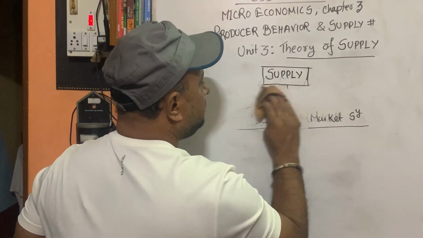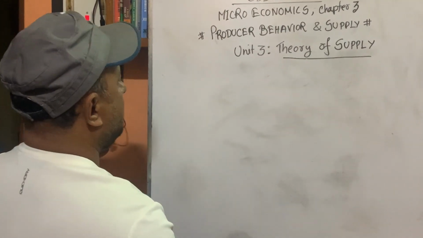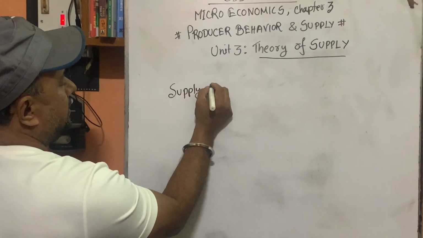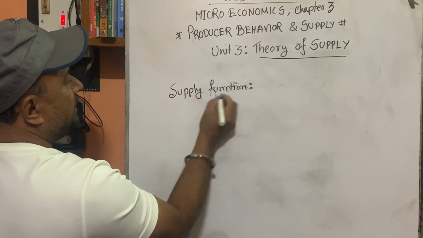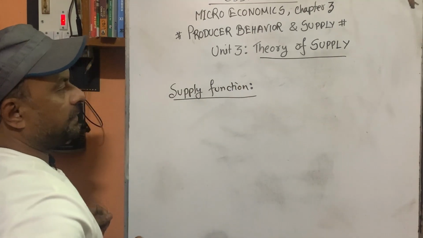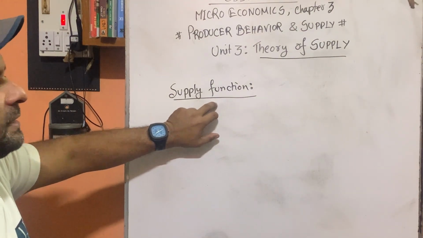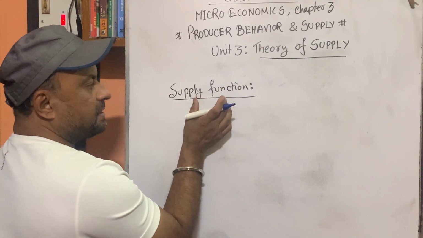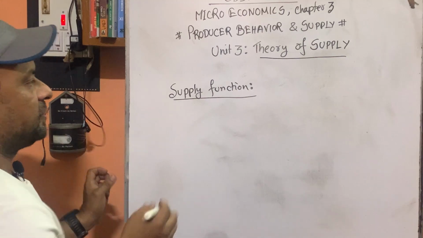Now supply function. Supply function means supply is affected by a lot of factors. The main factor is price. Along with the price, a lot of factors are there which affect the supply of a good. The relation between the supply of a good and its various factors is called supply function.